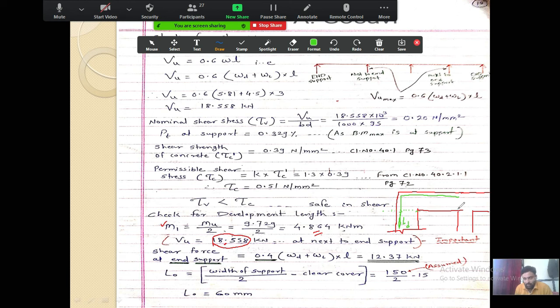If this is the intermediate support, and this is the end support, in the intermediate support there is no bar going into the support. In the interior support, we do not bend any bar.